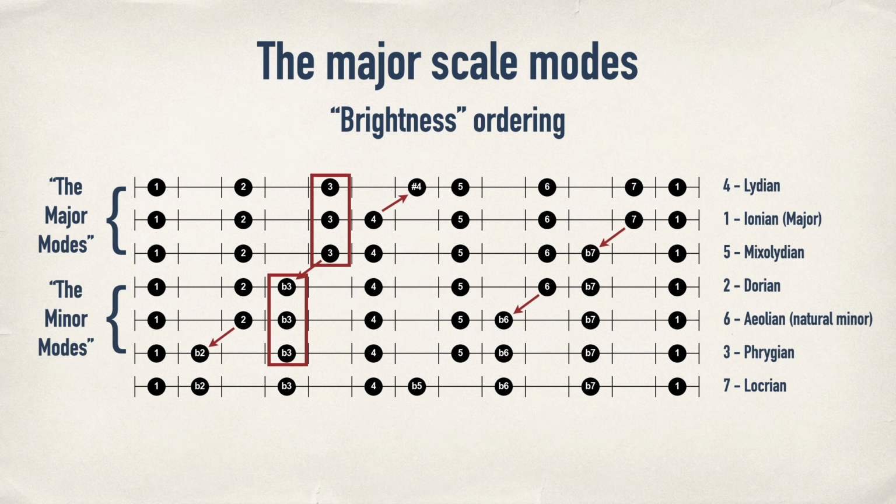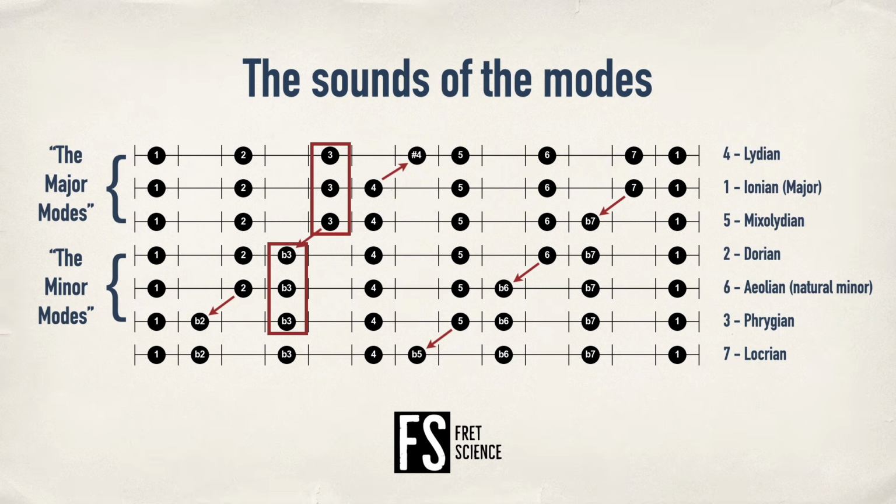The 7th and final mode is formed by flattening the 5th of the Phrygian mode. This gives us the Locrian mode, which is called a diminished scale because it has both a flat 3rd and a diminished 5th. Let's listen to the sound of each mode when played against an appropriate 7th chord backdrop.